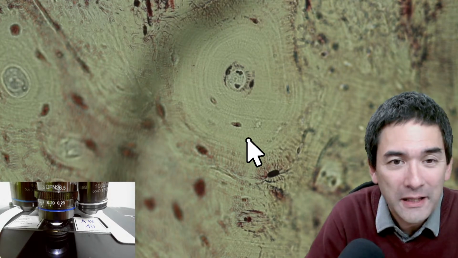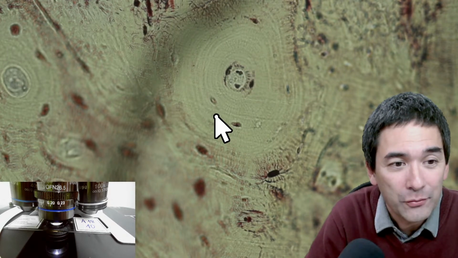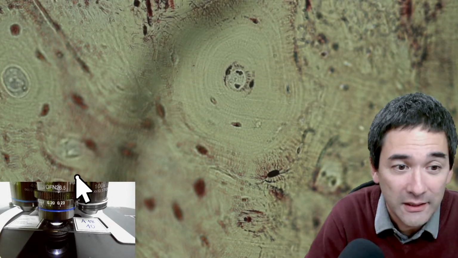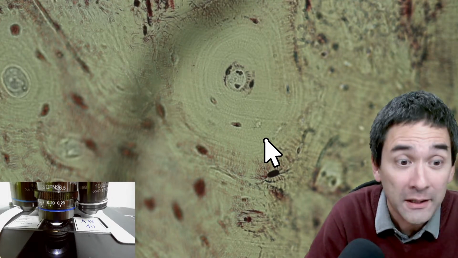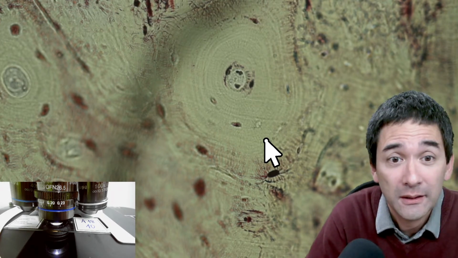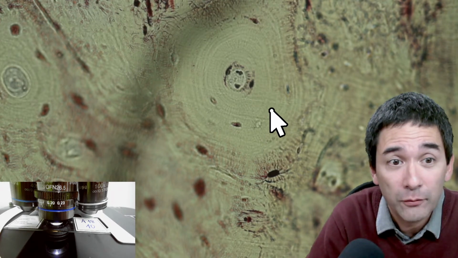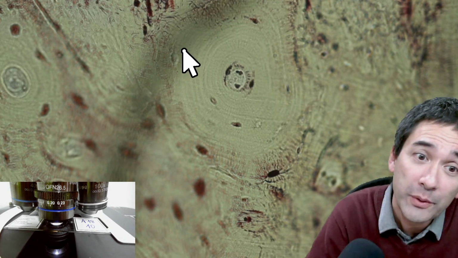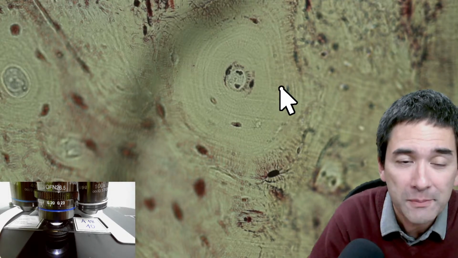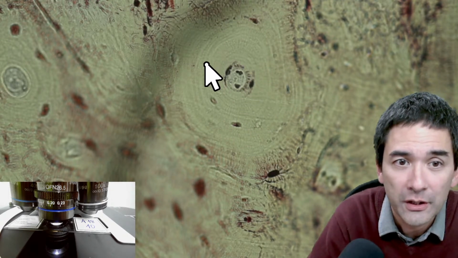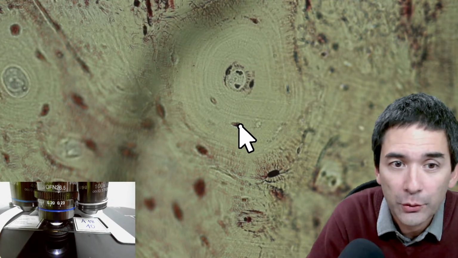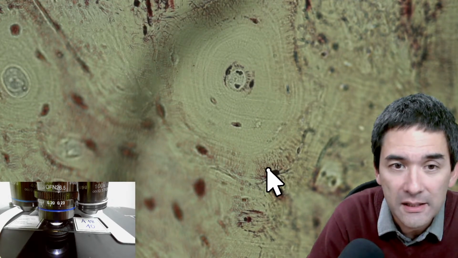I already have the first specimen here under the microscope using the 60 times objective. This is so-called compact bone. That's bone. What we have here is bone under the microscope, and one can already see that the bone is not homogeneous, but is somehow organized and structured. There are those circles over here, and there are those black dots over here. Those black dots, these are bone cells.